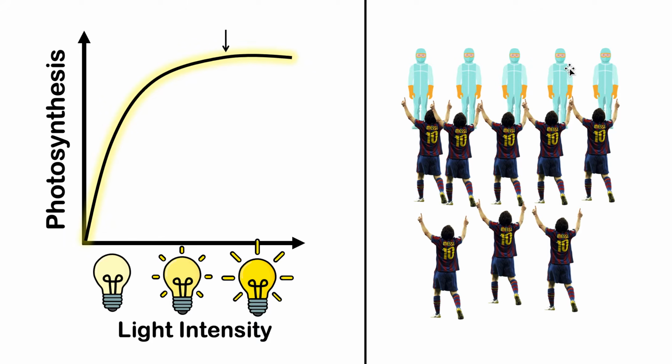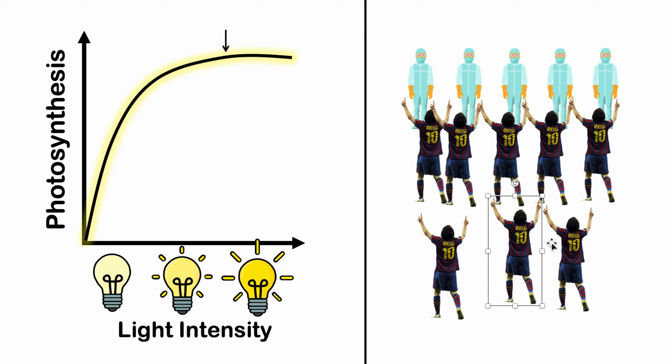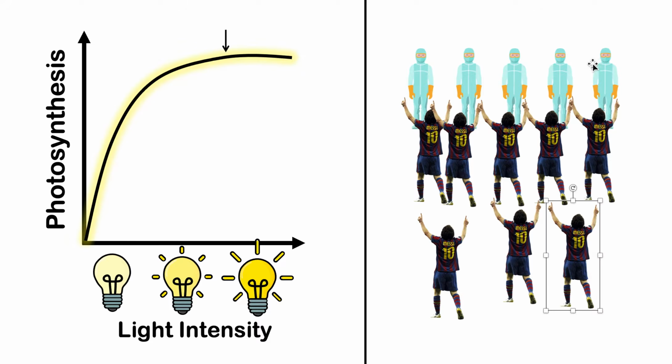So the testing people here represent our thylakoids, the place that is absorbing this light. And the Messi here represents our light. Okay, and these represent our thylakoids that are absorbing the light.